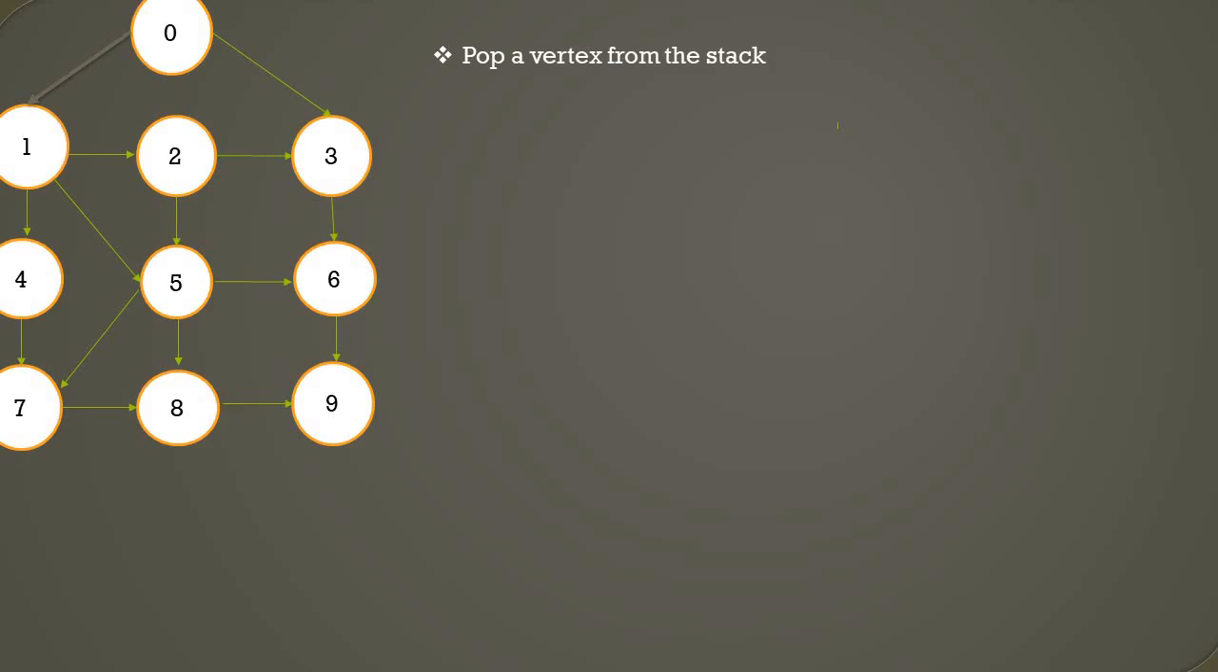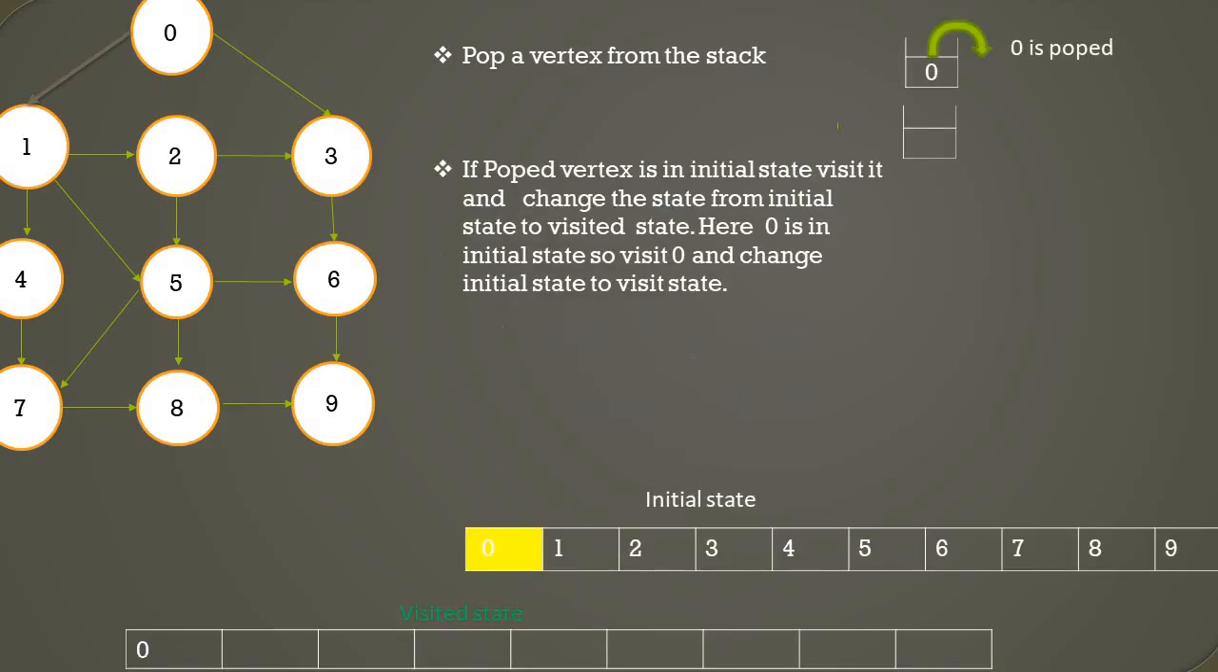Pop a vertex from the stack. Here 0 is popped. If the popped vertex is in the initial state, visit it and change the state from initial state to visited state. Here 0 is in the initial state, so visit 0 and change its state from initial to visited. 0 is the popped value.